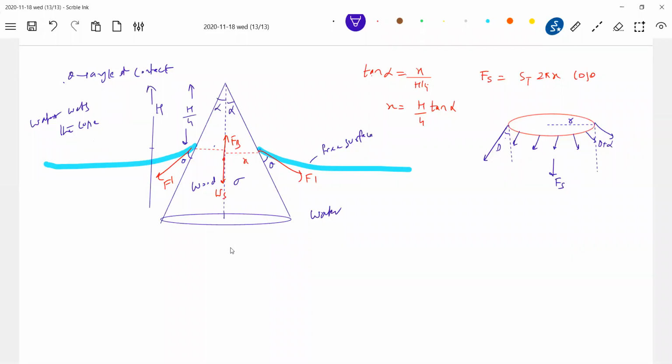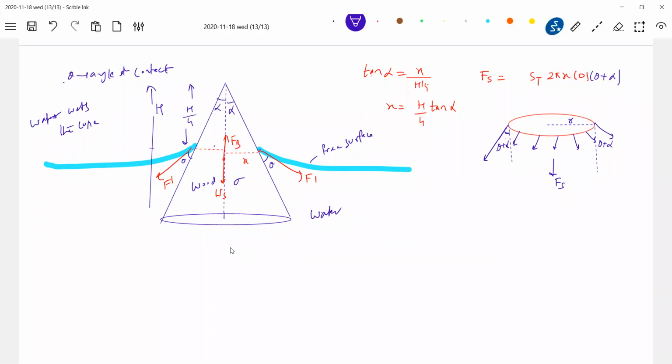Very, very good. Minute observation is needed. If the water wets the cone completely, then what happens? It will become F cos alpha. Theta will be 0. So therefore, this should be theta plus alpha. Many will make a mistake here.